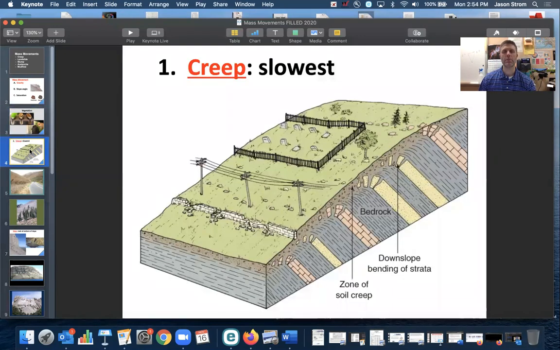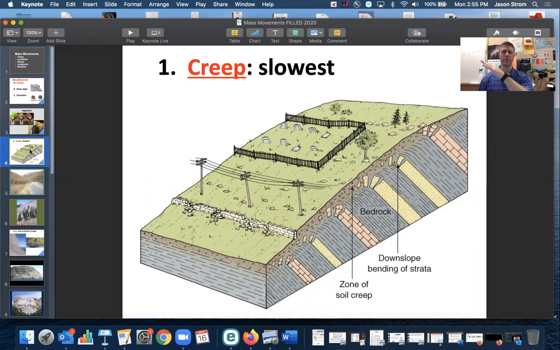So the first mass movement is creep. This is the slowest type. This is something that takes tens of years to happen. This is 10, 20, 30, 40 years. It pretty much is a result of freezing and thawing and gravity.